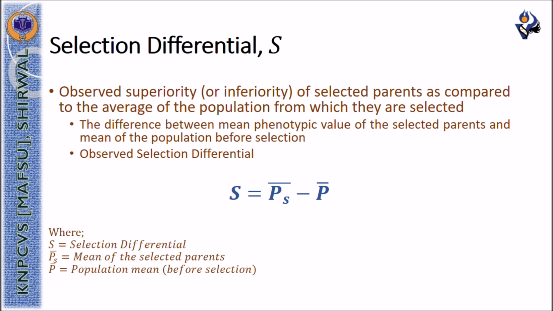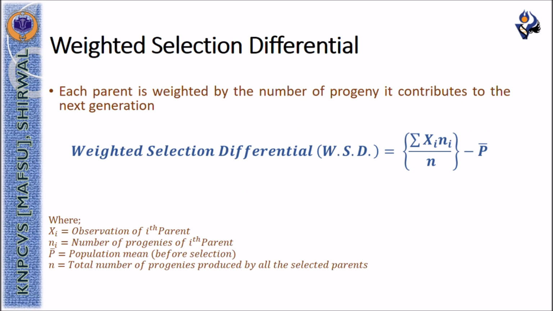P bar is the population mean before selection. Weighted selection differential: when each parent is weighted by the number of progeny it contributed to the next generation, then the selection differential is known as weighted selection differential, and it is calculated with the formula summation xi multiplied by ni divided by small n minus p bar, where xi represents the observation of ith parent, ni is the number of progenies of ith parent, p bar is the population mean before selection, small n is the total number of progenies produced by all the selected parents.